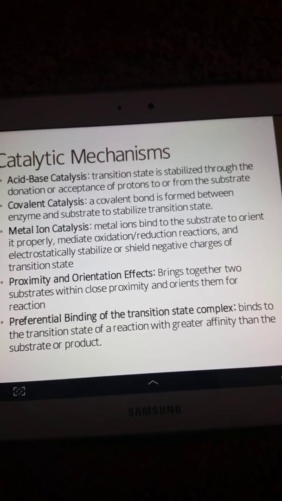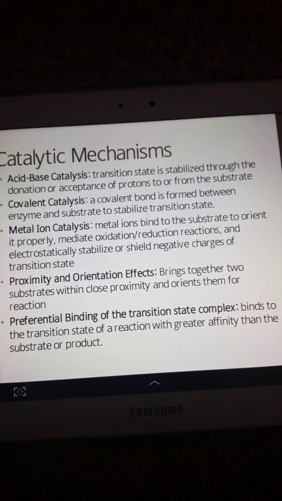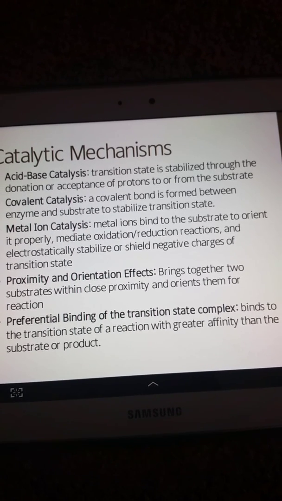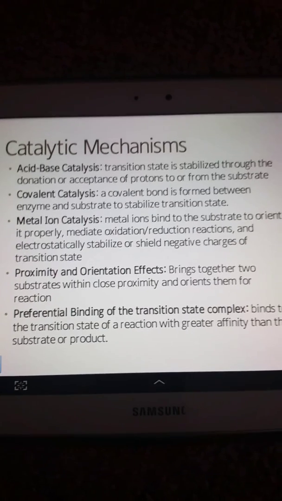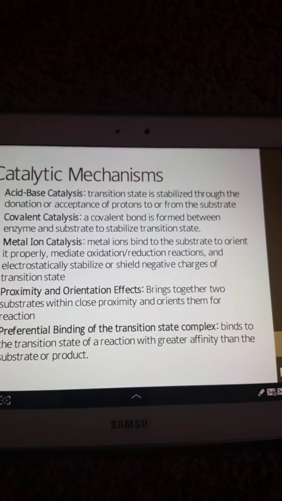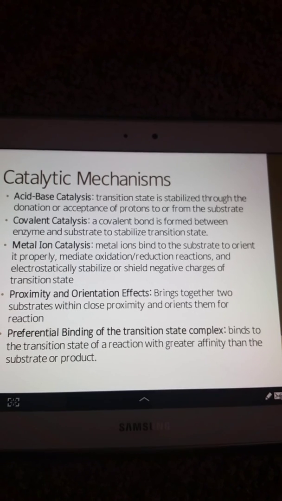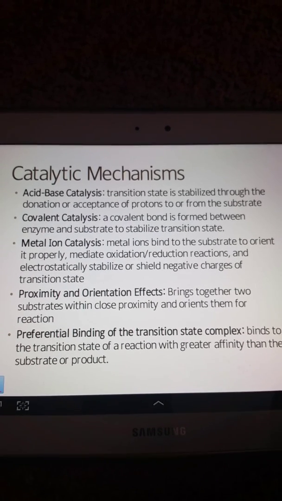Also, you can have preferential binding of the transition state to the complex. So in this, the enzyme binds to the transition state of the reaction with much greater affinity than the substrate or the product, again, therefore lowering the transition state's overall energy.